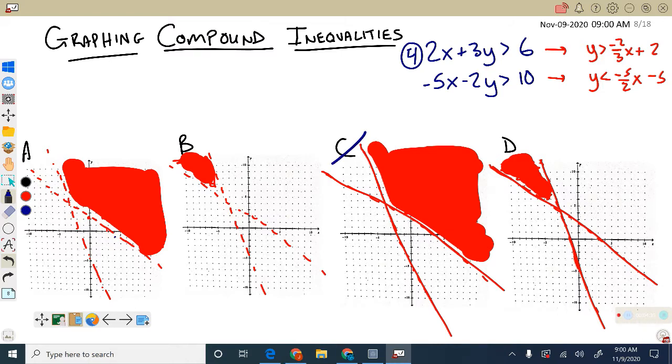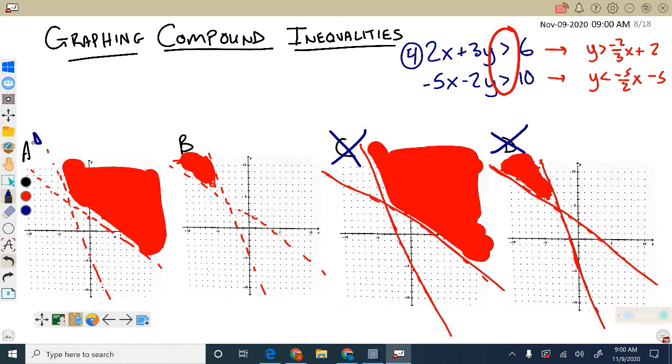In this case, I'm going to cancel out C and D. Reason being, my inequality symbols here, both were just greater than. No greater than or equal to, no less than or equal to, so I shouldn't have any solid lines. I have to be A or B because those are the only ones that are dashed lines. Now, the thing that people are going to look at next is, well, hey, look, they're both greater than symbols. So I need to be shading above both lines.